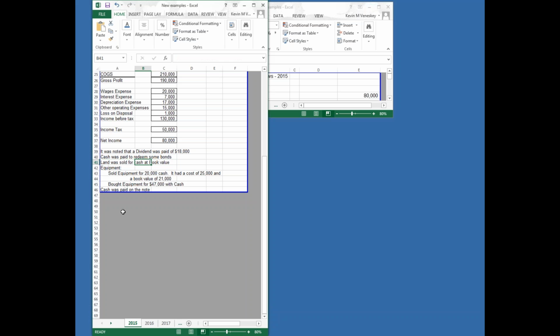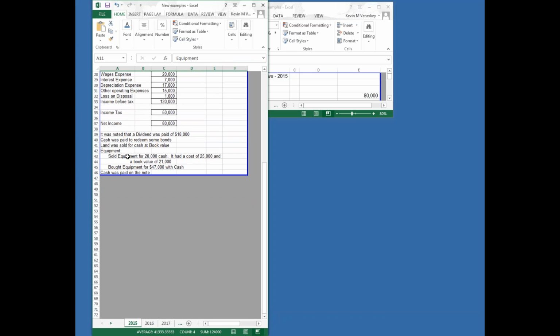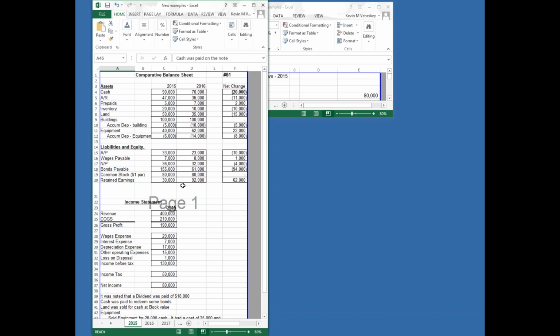Land was sold for cash, that's going to be important, and I sold it for book value. That means there was no gain or loss. That's what that tells me if I sold it at book value. I come down here, the equipment, there was a change in equipment. Obviously there should have been a change in equipment, and there was. This helps explain what happened with the equipment. And then some cash was paid on our note. So this tells me that some cash was paid. And we're going to have more of that type of situation come up in our future examples.